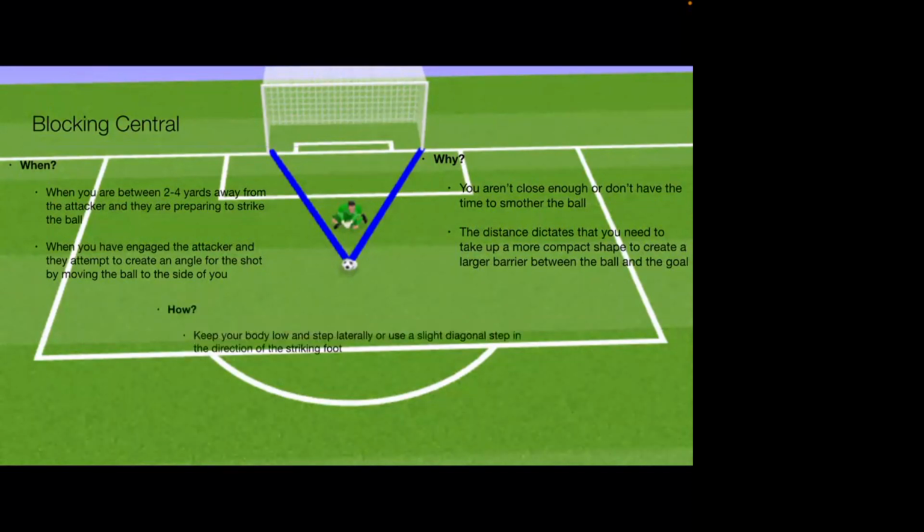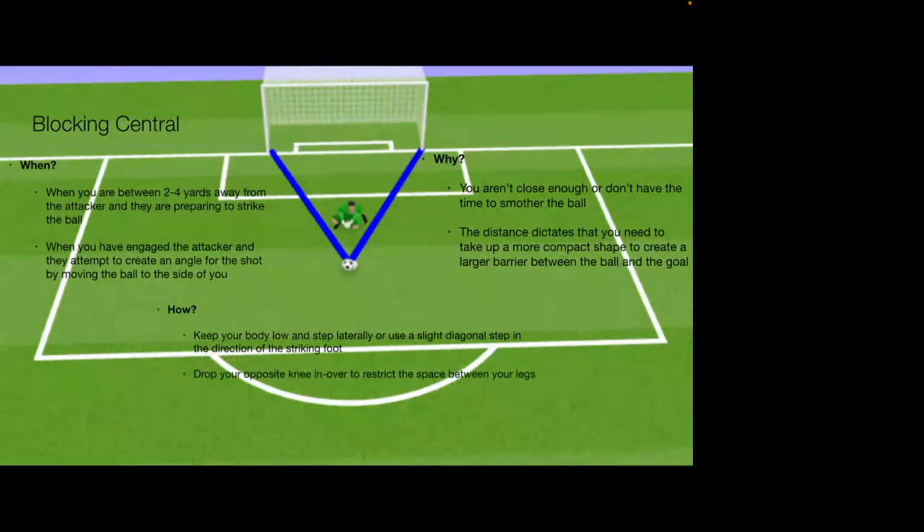So how? You're going to keep your body low. This is if the attacker's shifting the ball to the side. Step laterally to keep your body between the ball and the goal. Use a slight diagonal step forwards and step in the direction of the striking foot. So if they're striking with their left foot, which would be on your left side, you would step left towards the ball.